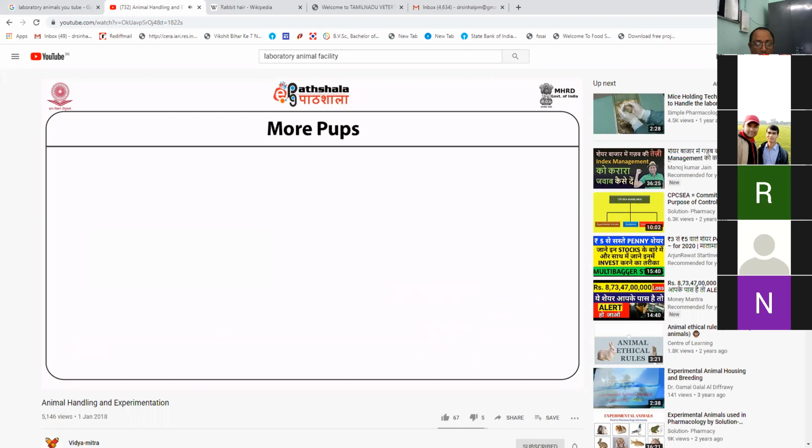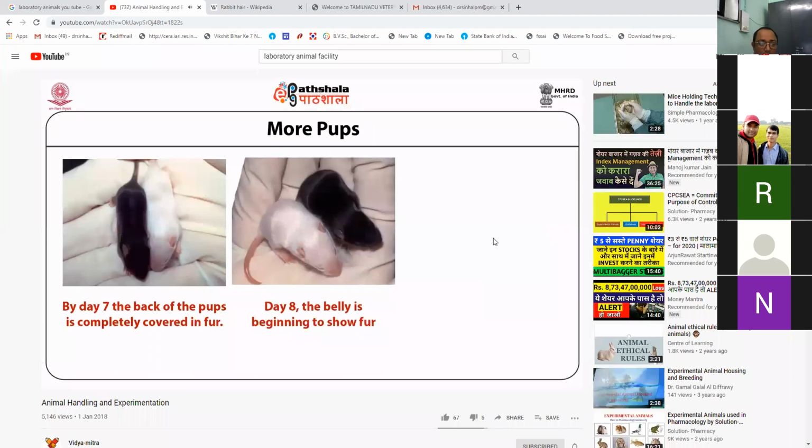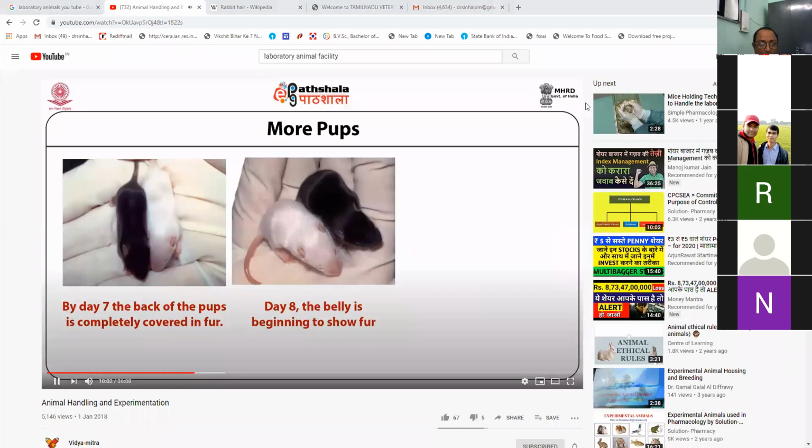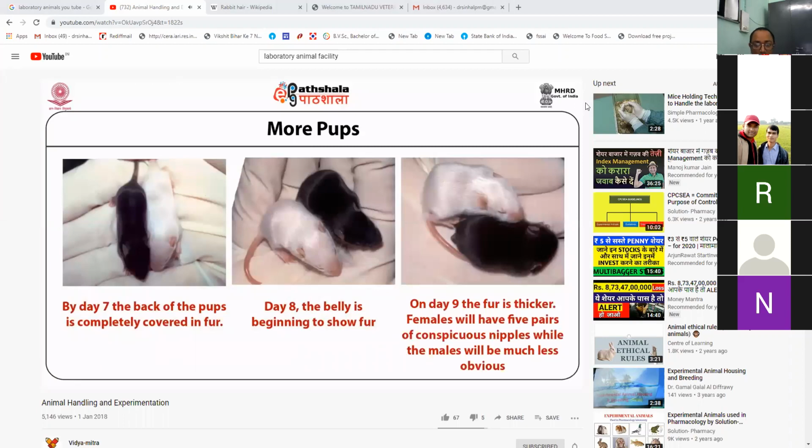This is the second, by day 7, how the white mouse, like the black one we already saw, and the white mouse has developed fuzz. And during day 8, how the stomach is enlarged and the fuzz has developed. And in the case of females, on the 9th day, we can see the pairs of nipples, which you could not see in males. And more pups.